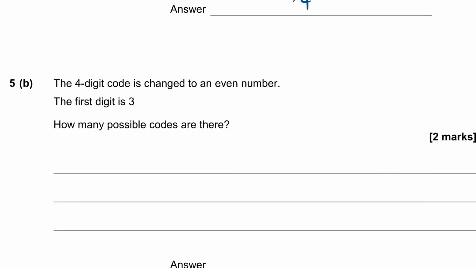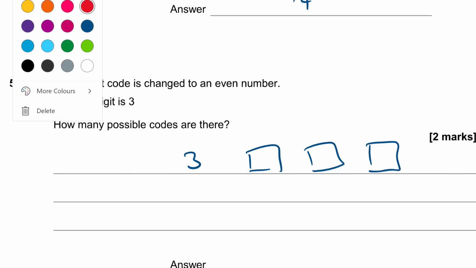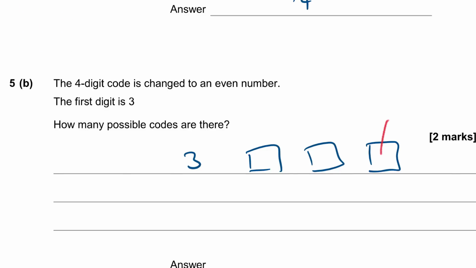Okay, the 4-digit code is changed to be an even number. The first digit is 3. How many possible codes are there? So we're going to have 3 something something something. Now when you're counting the number of ways of doing things like this, it's always good to start with the one that you have restrictions on. So you've got a free choice for your middle two numbers, but the last number there is restricted.